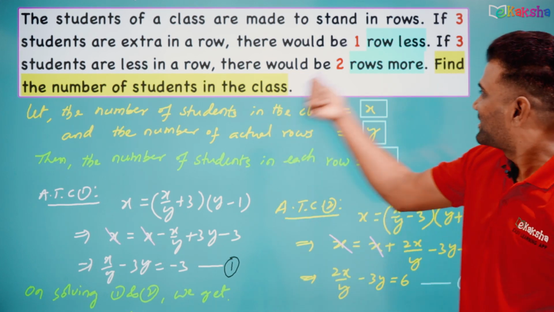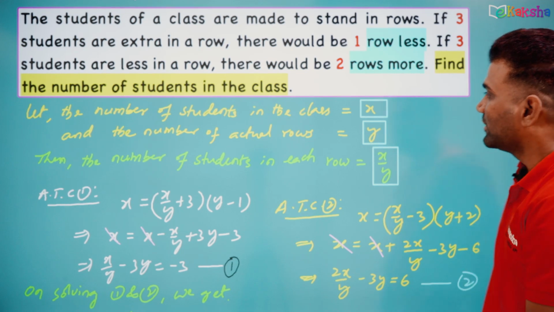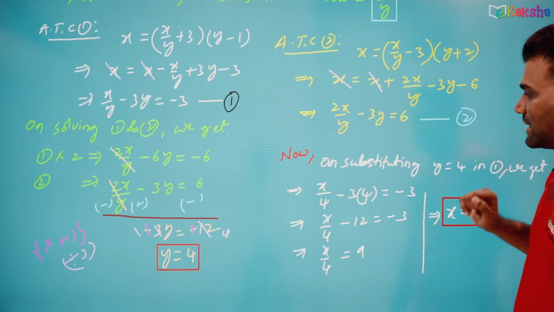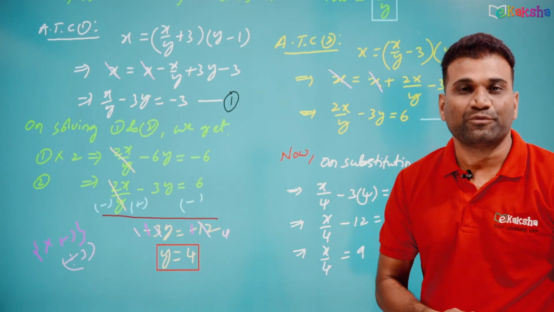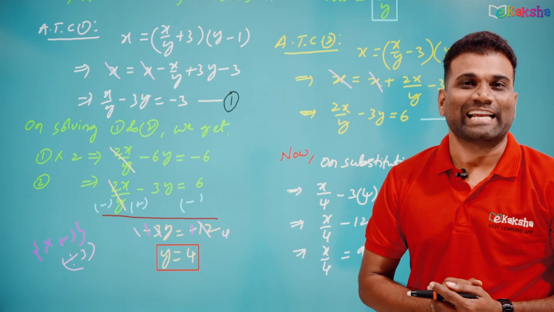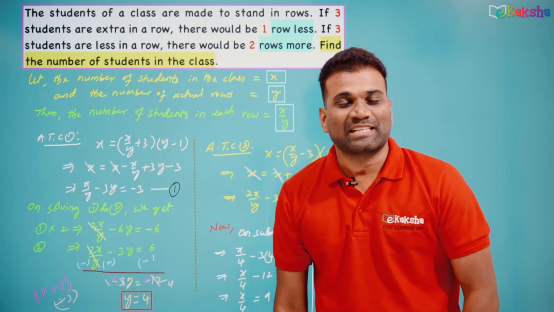Got it? Satisfied? So therefore the number of students in the class are 36 and the number of rows are 4, and the number of students in each row are 9. Clear? Shall we discuss once again briefly?